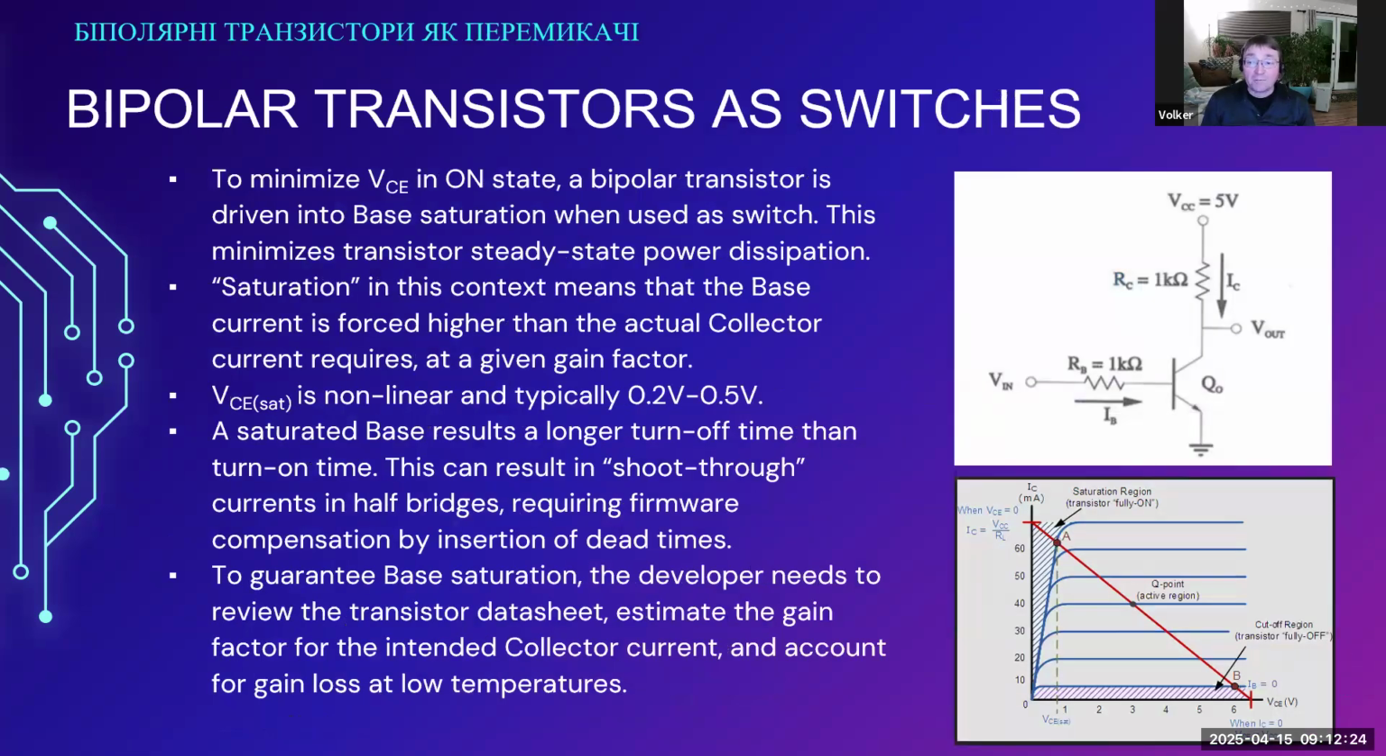Bipolar transistors as switches. In the image on the right-hand side, this is a sample circuit of how to use a bipolar transistor as a switch. There is a current limiting base resistor. There is the actual load, the collector resistor. Both in this case are 1 kilo ohm. It kind of depends how you calculate them.